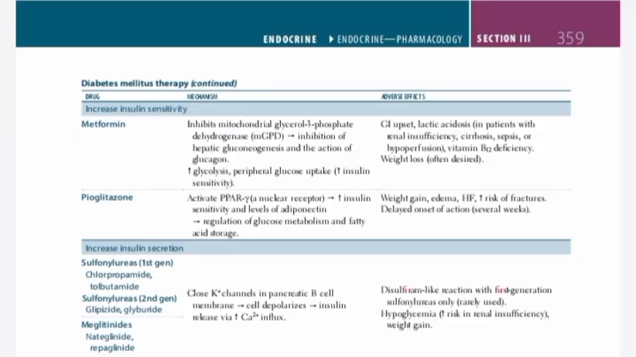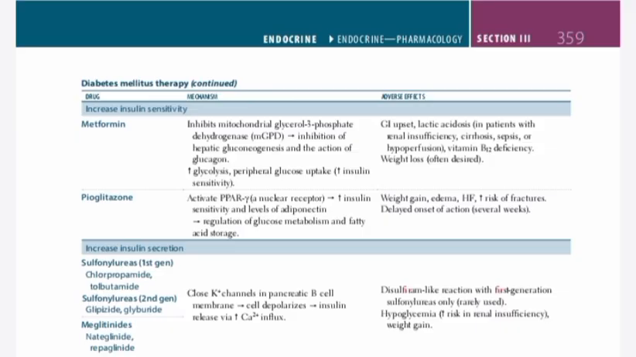So how to increase insulin sensitivity? We have two major categories. One is biguanide, in which there is metformin. It is the first line drug of type 2 diabetes mellitus, and the other one is pioglitazone. So first we will discuss metformin.